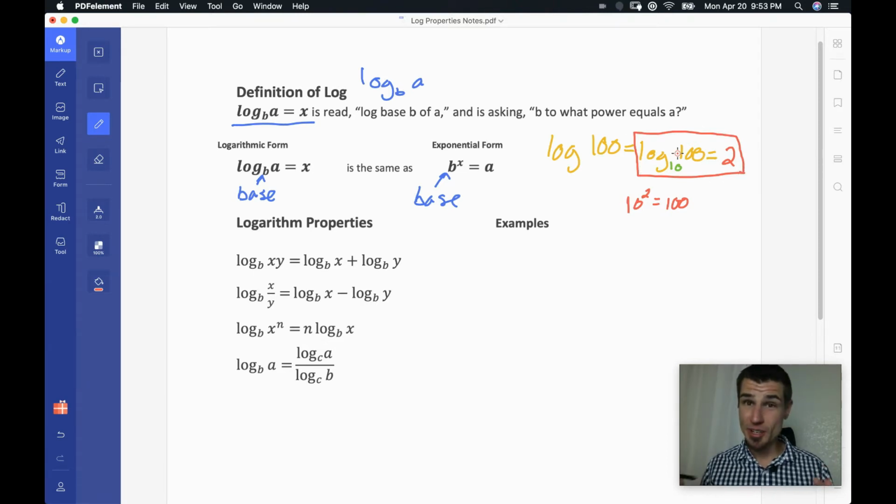It gets much more interesting than this, and I'm going to touch on those types of examples later on in another video. So be on the lookout for that one. It's going to be good. So now let's take a look at the most common logarithm properties that we use.